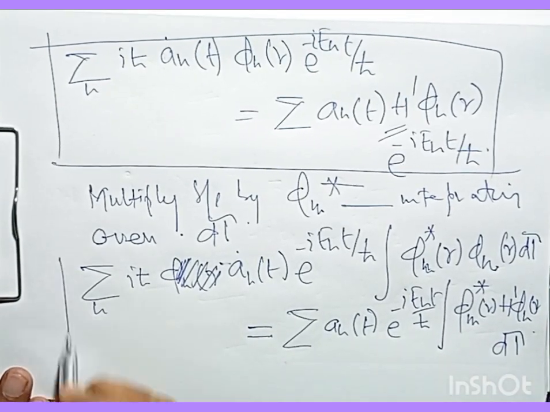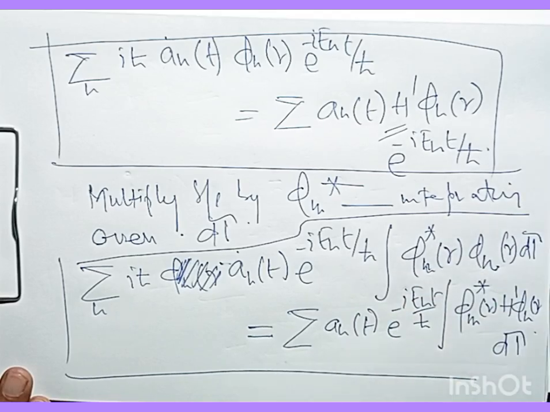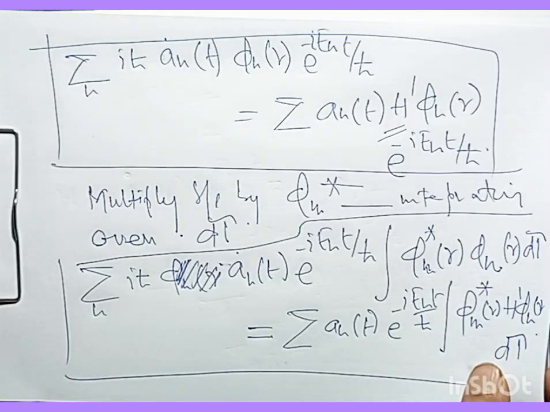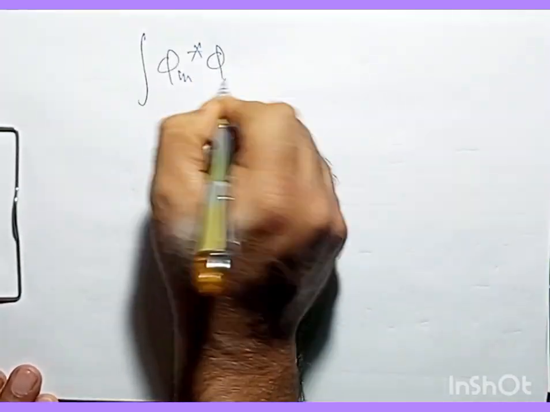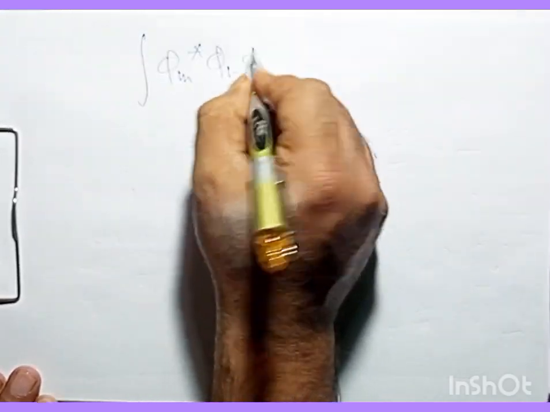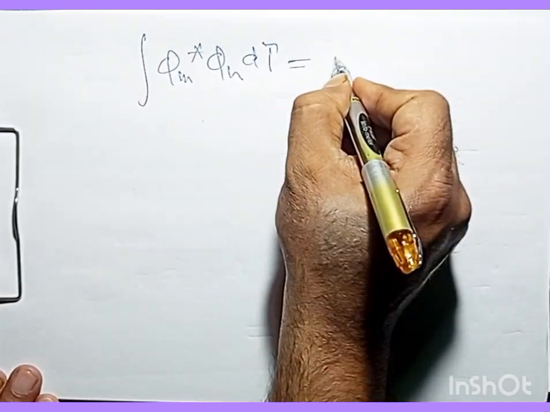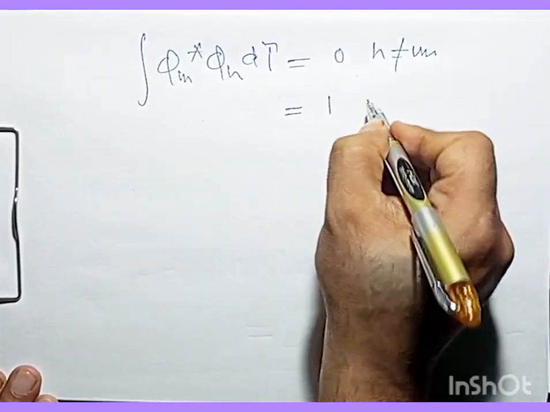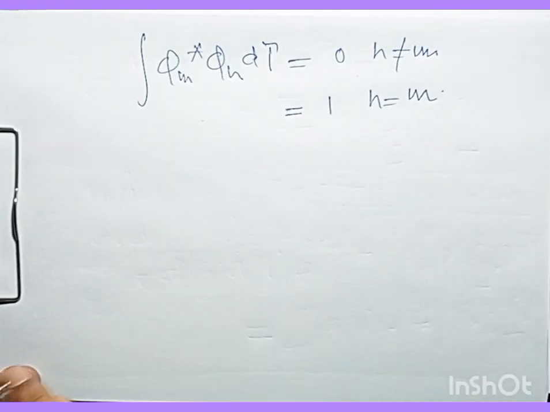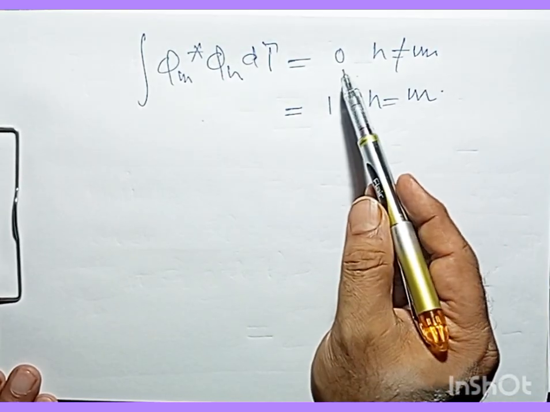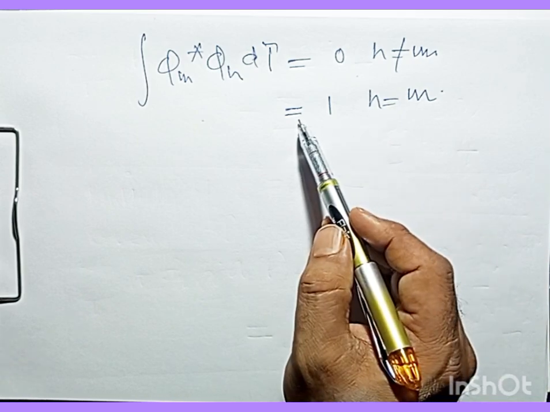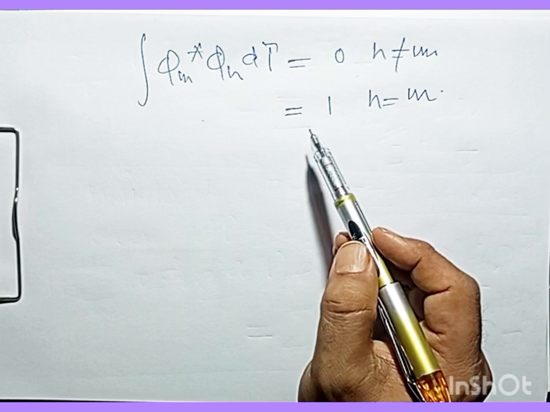And we can proceed from this equation by using the condition of orthonormality. Now, what is the condition of orthonormality? The integral phi m star phi n, both functions of r, d tau, will give us 0 for n not equal to m, and will give us 1 for m equal to n. So all other values vanish for n not equal to m, and we are left with a value equal to 1 for n equal to m.